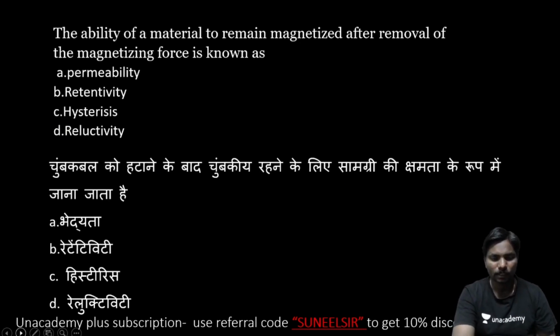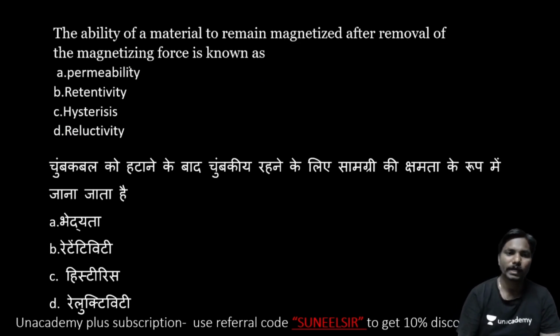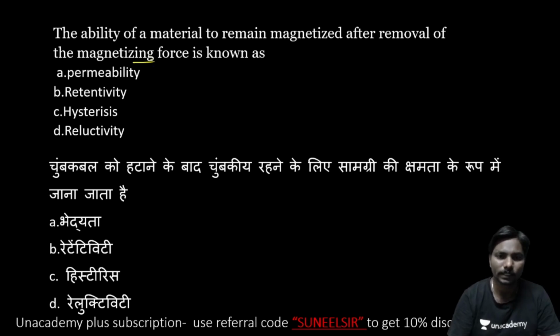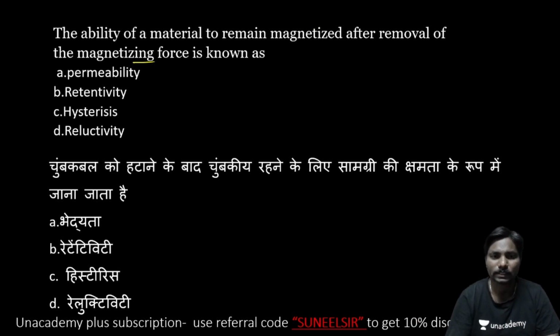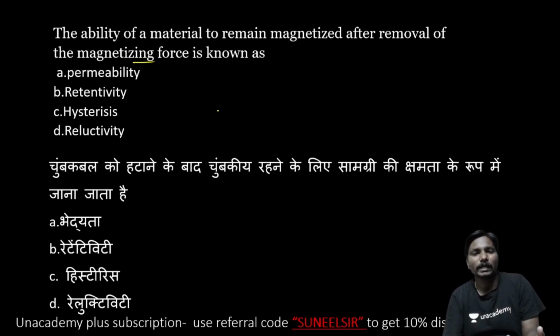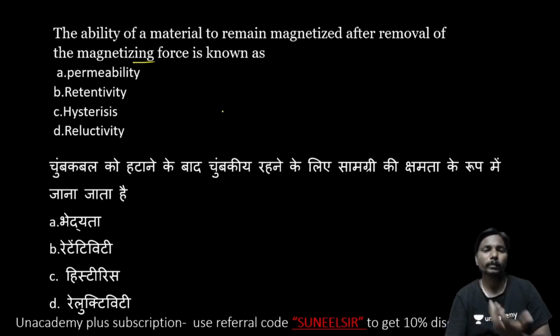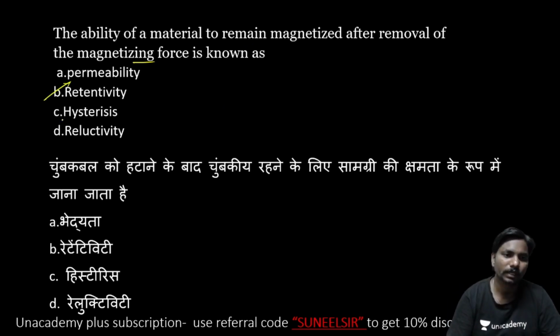The ability of a material to remain magnetized after removal of the magnetizing force. If you apply the magnetizing force, it becomes magnetized, and even if you remove that force, it retains some amount of magnetism. That retained property is nothing but retentivity.